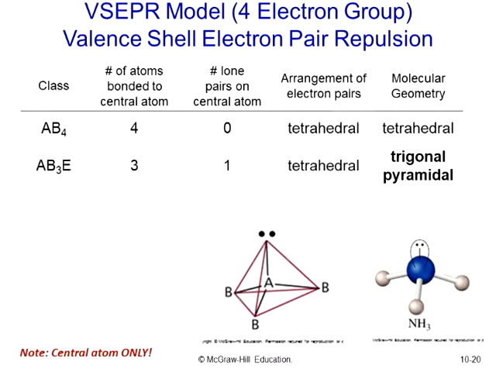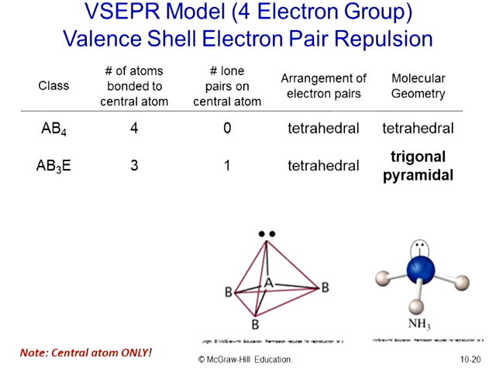On the other hand, if you take an AB4 classified structure and substitute one of the B groups with an E for a lone pair, you would have 3 atoms, 1 lone pair, arrangement of electron pairs still tetrahedral. However, the molecular geometry is trigonal pyramidal. Be aware of that. The arrangement of electron pairs does not always tell you what the molecular geometry is.